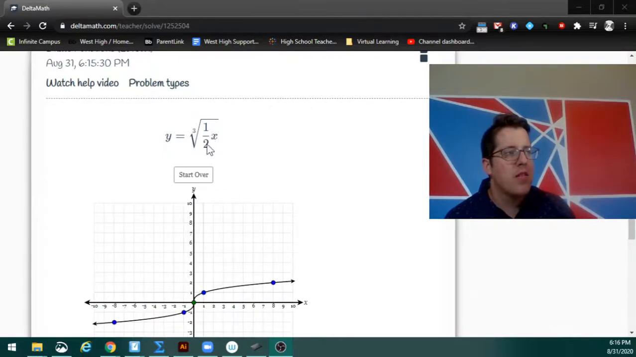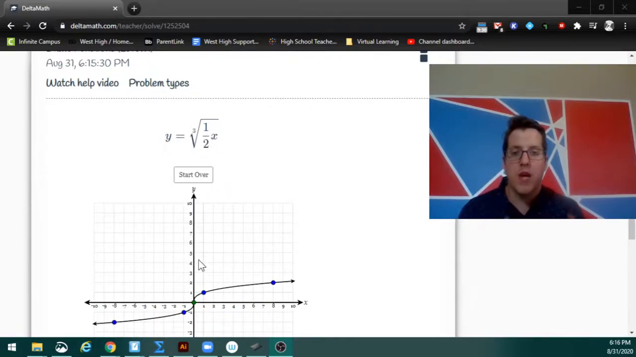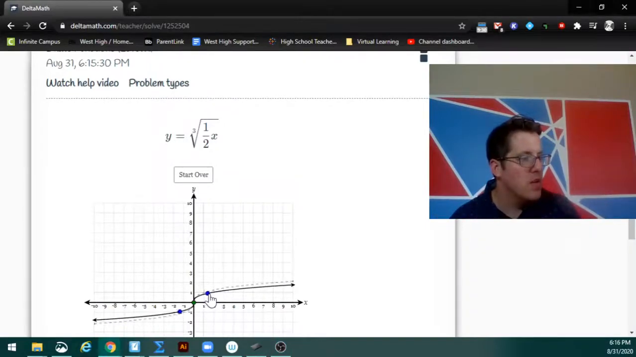Something inside a function multiplying by 1/2 should make it twice as wide. So I need to move this point so the graph is twice as far away from the origin.